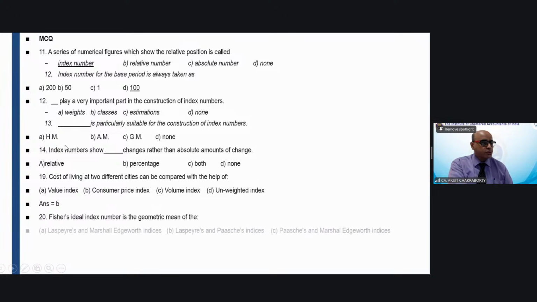We move on to the 20th question. Fisher's ideal index number is the geometric mean of what? Option B. Yes, Laspeyres price index.